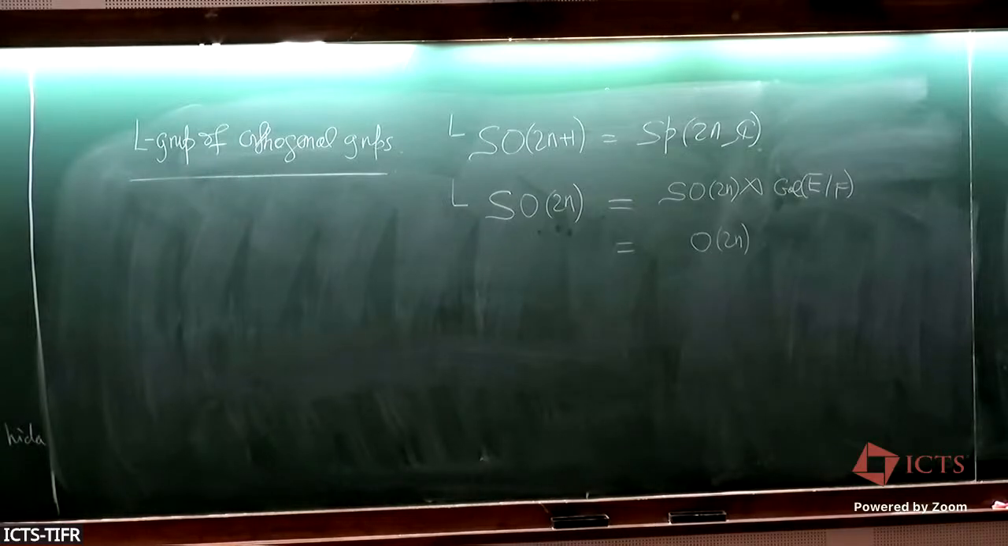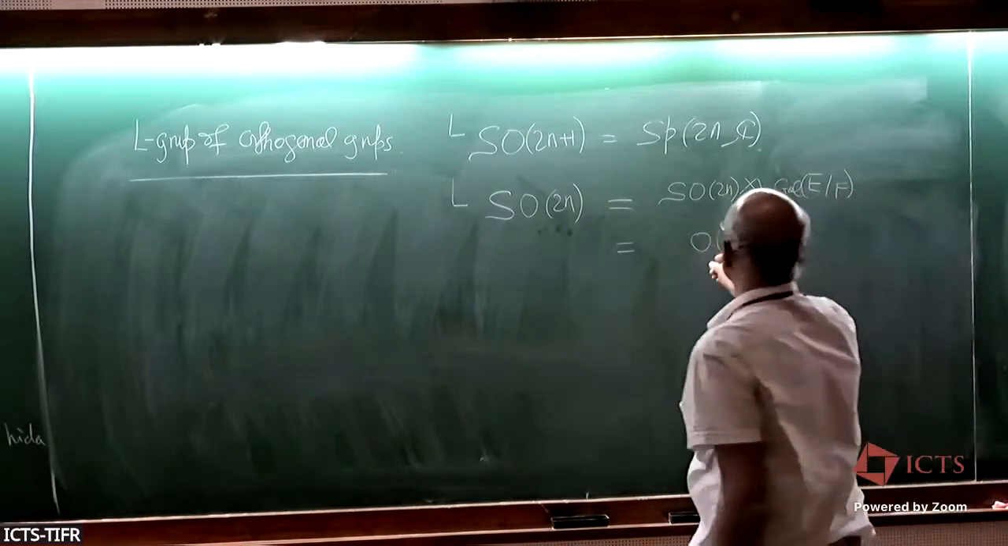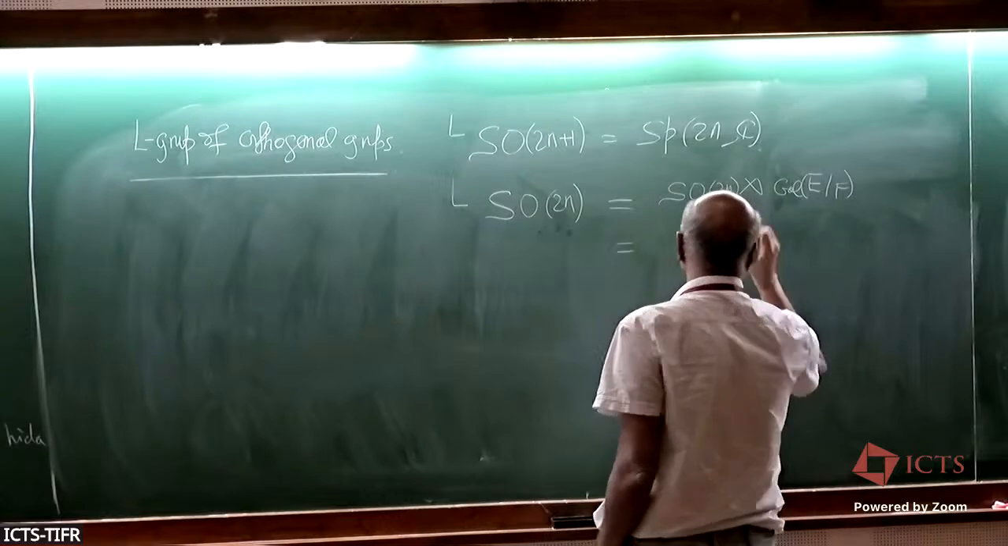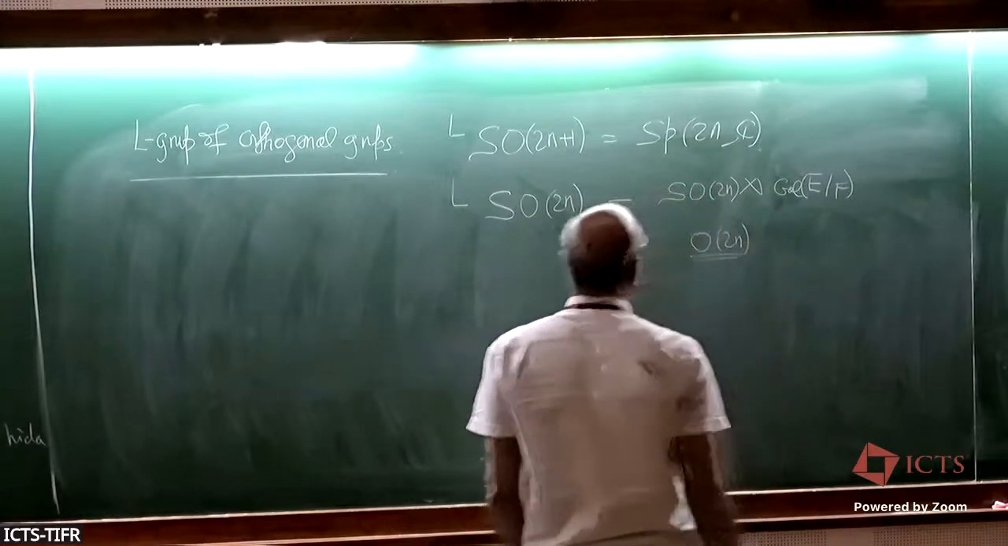But this group can be identified to O(2n), and that helps greatly. SO(2n) has an outer automorphism given by conjugation by O(2n), and this group can be identified to O(2n), and somehow parameters can be treated as homomorphisms into O(2n), which is a classical group.